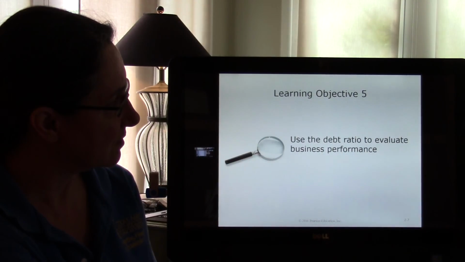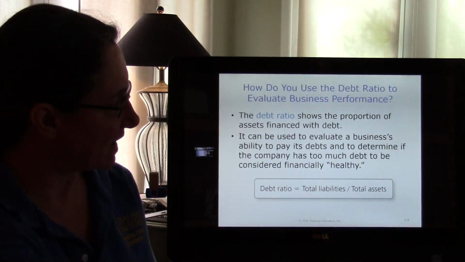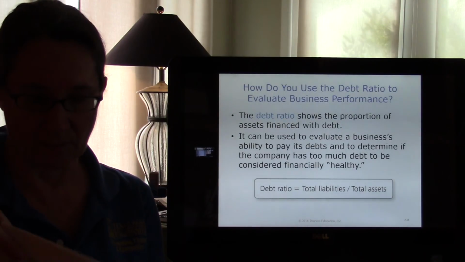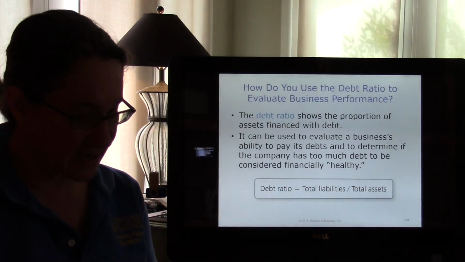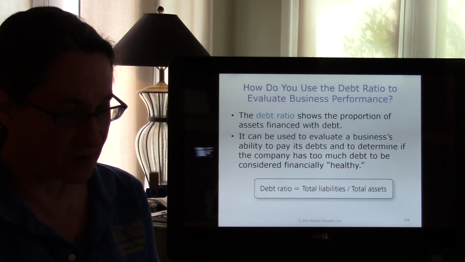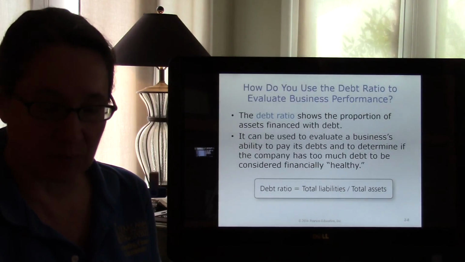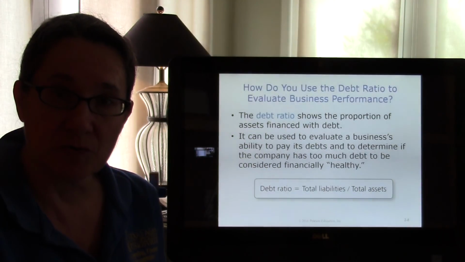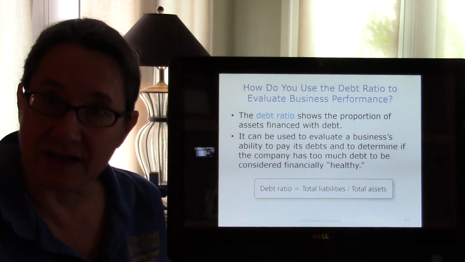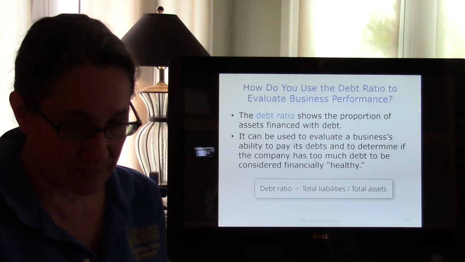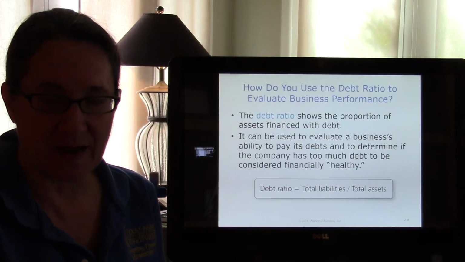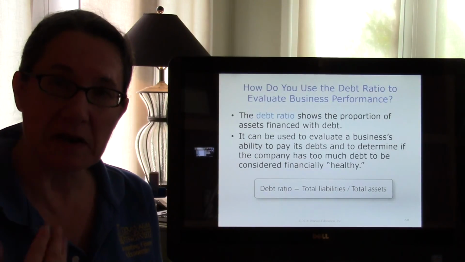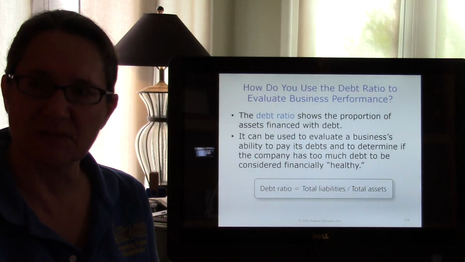All right. Final learning objective for Chapter 2. The debt ratio. You may recall from Chapter 1 we learned about a ratio. Every chapter we're going to learn a new way of thinking about financial statements. We use ratios to help us compare numbers to each other. Right? Just one number by itself doesn't make much sense.